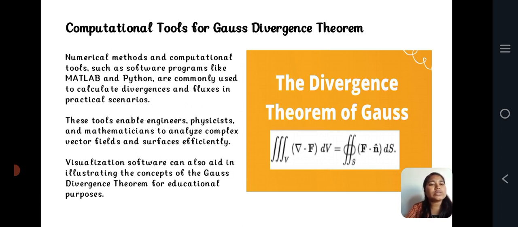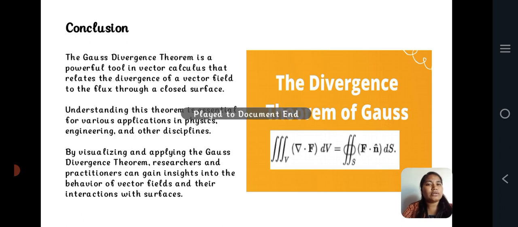Computational tools for Gauss divergence theorem. Numerical methods and computational tools such as software programs like MATLAB and Python are commonly used to calculate divergence and fluxes in practical scenarios. These tools enable engineers, physicists, and mathematicians to analyze complex vector fields and surfaces efficiently. Visualization software can also aid in illustrating the concepts of Gauss divergence theorem for educational purposes.